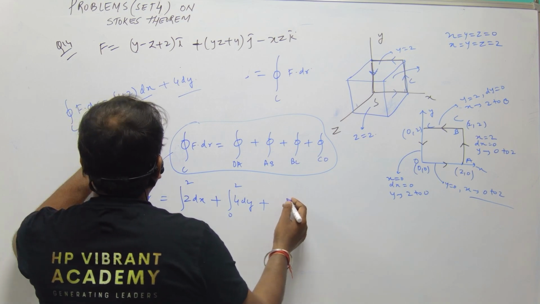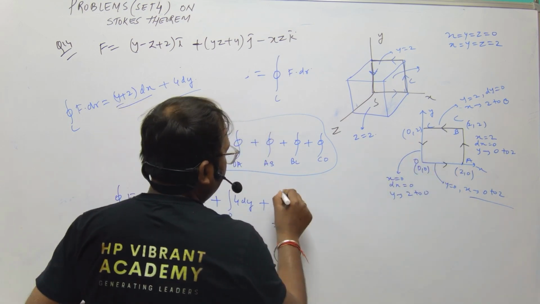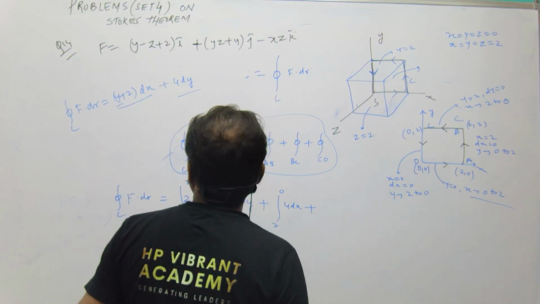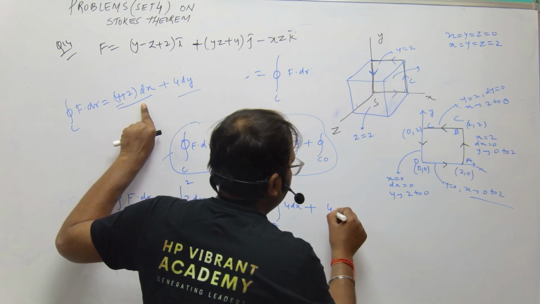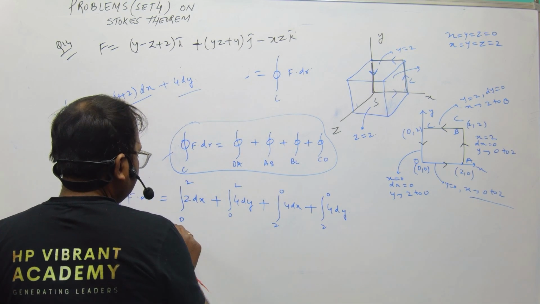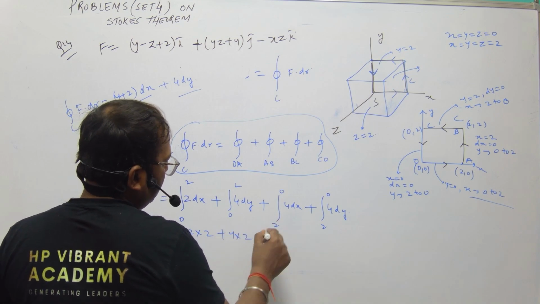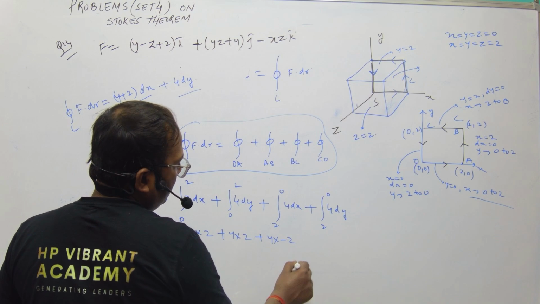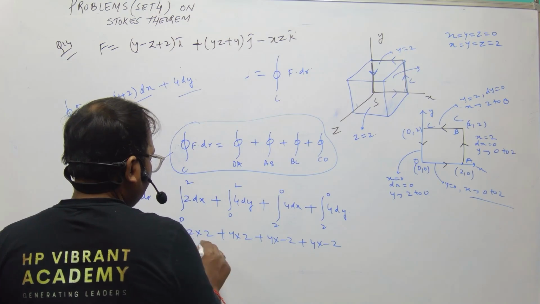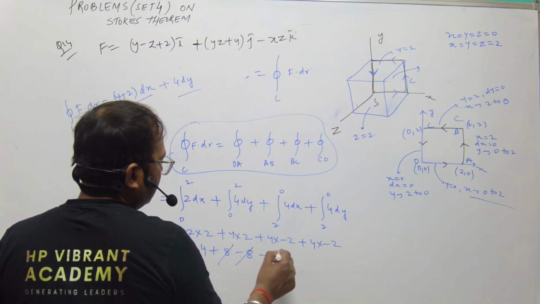So this will be equal to (2 plus 2) times dx, this is 4 dx, and x varies from 2 to 0, plus along CO. Along CO we have x is equal to 0 and dx is equal to 0, so this gets vanished. This is 4 times dy, y varies from 2 to 0. Okay, let us calculate this. So this is 2 times 2, this is 4 times 2, and this is 4 times minus 2, and this is plus 4 times minus 2. So this is equal to 4 plus 8 minus 8 minus 8. This gets cancelled. This is equal to minus 4.